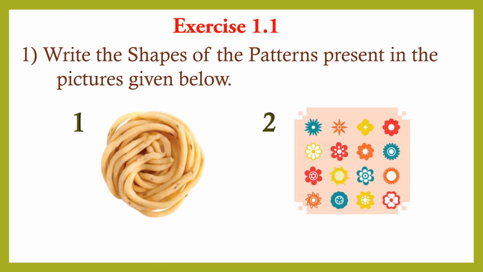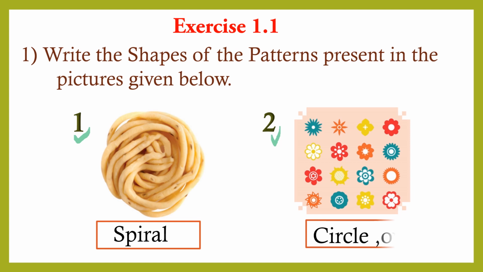Exercise 1.1. Write the shapes of the patterns present in the pictures given below. Now see the first picture. When we observe the first picture, it has a spiral pattern. So you have to write the shape name as spiral. Now in the second picture, it has different patterns with two shapes. The two shapes are circle and oval. So you have to write the shape pattern name as circle and oval.